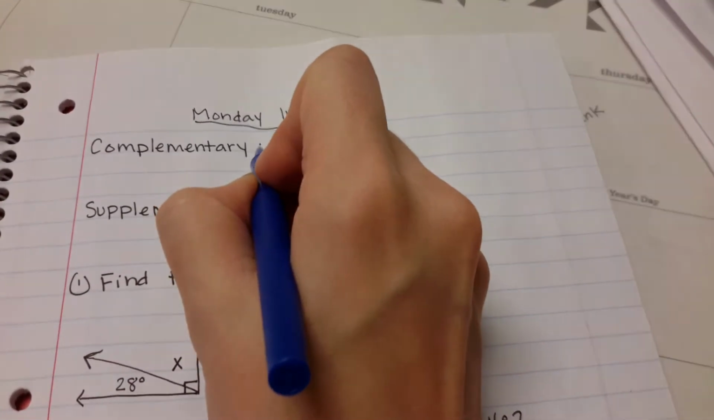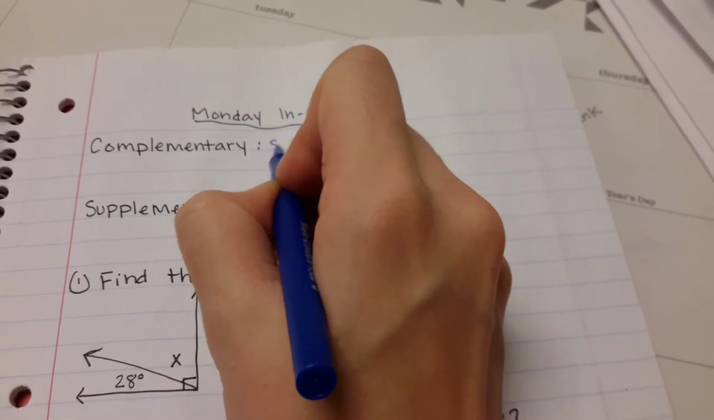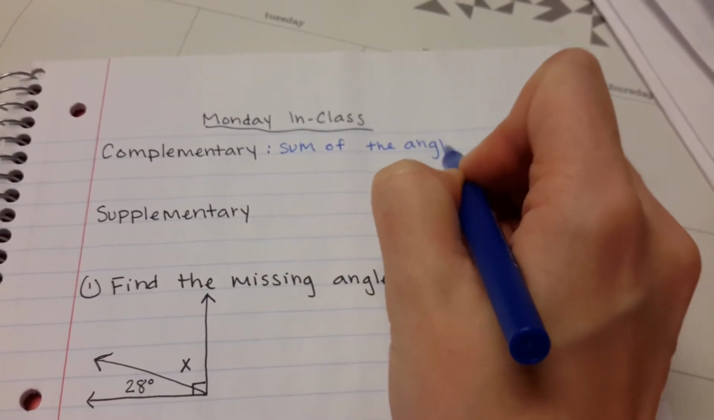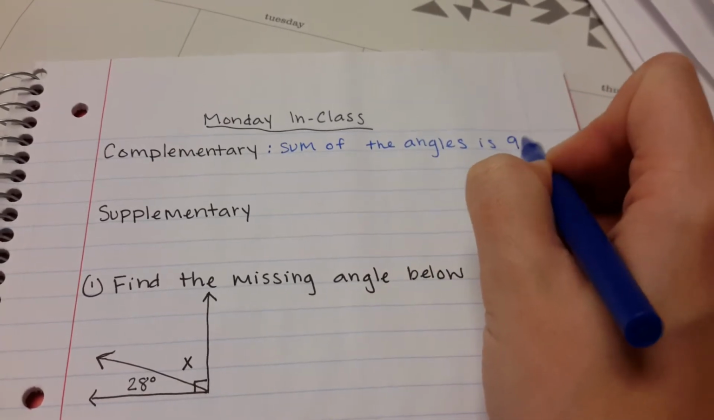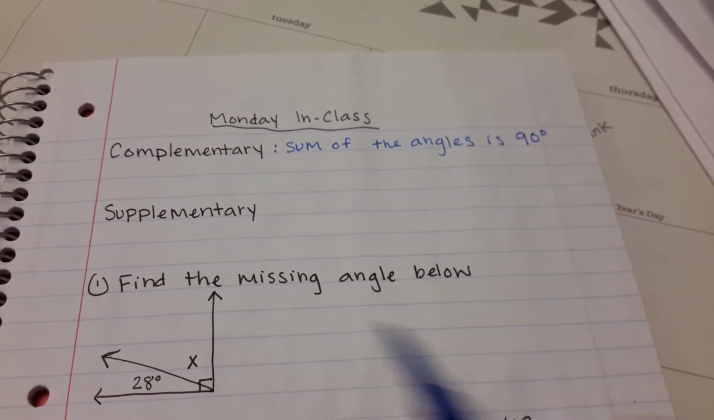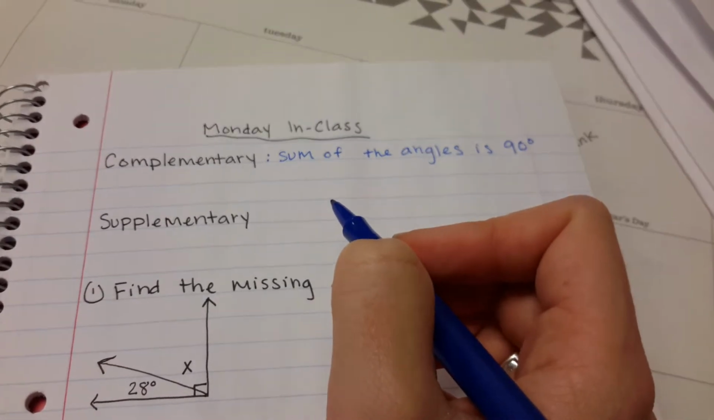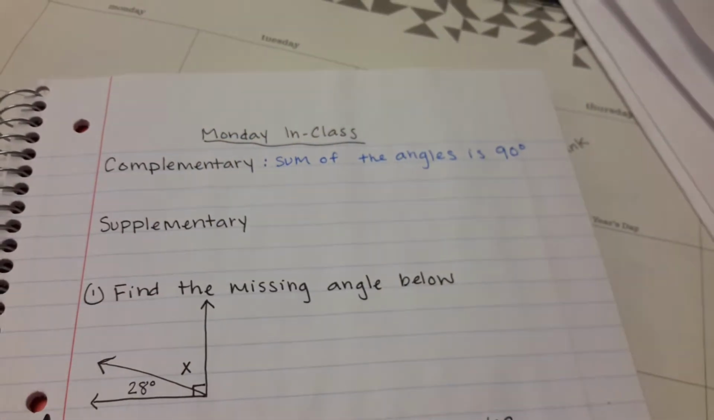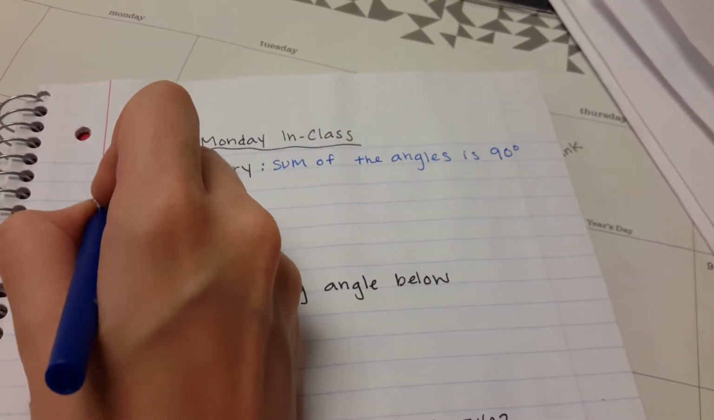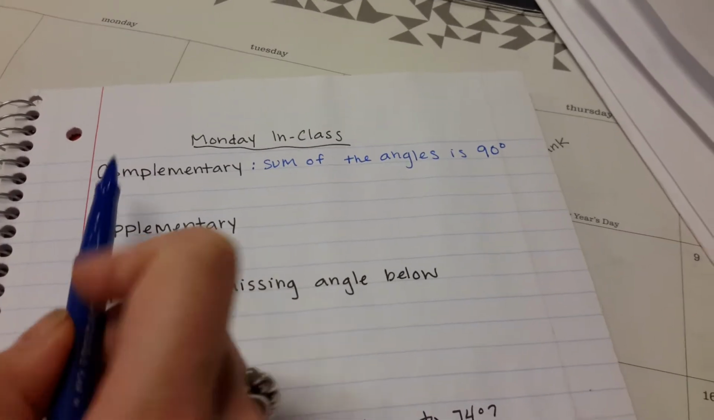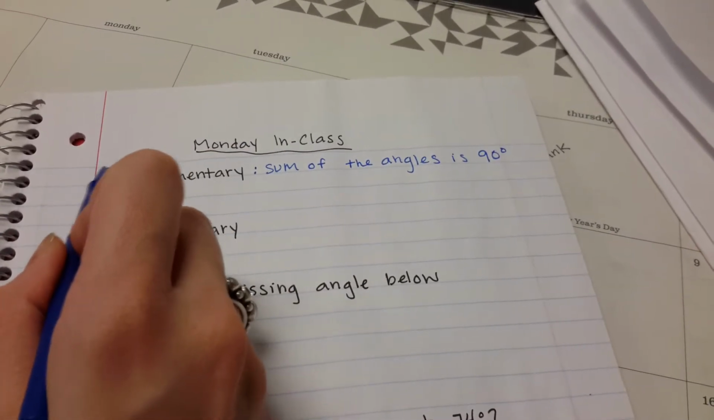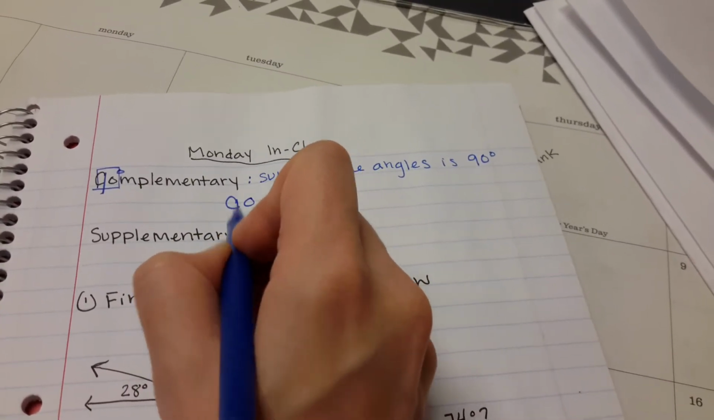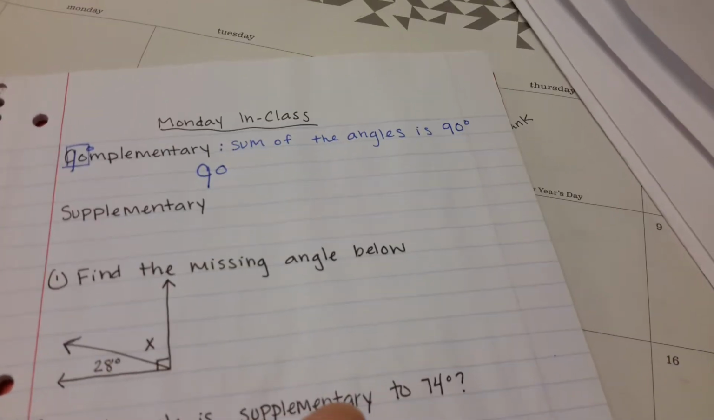Complementary angles is when the sum of the angles is 90 degrees. So we have 2, 3, as many angles as the problem gives, and they all have to equal 90 degrees. One way to help you remember this is to make your C a 9, and then right here we have 90 degrees. So again, complementary, make that C a 9, and you can remember 90 degrees.